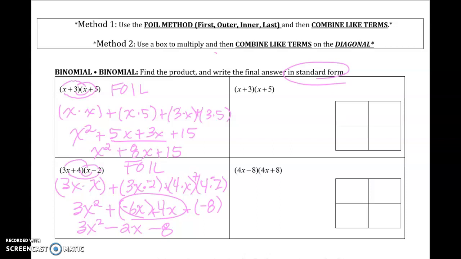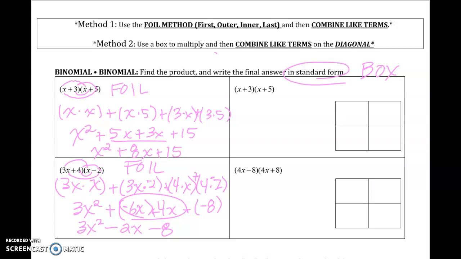Okay, so this next method, it says use a box to multiply and then combine your like terms. This is just what I call the box method, okay? And some of you are going to like this, and some of you are going to prefer to FOIL. It's just a matter of preference.